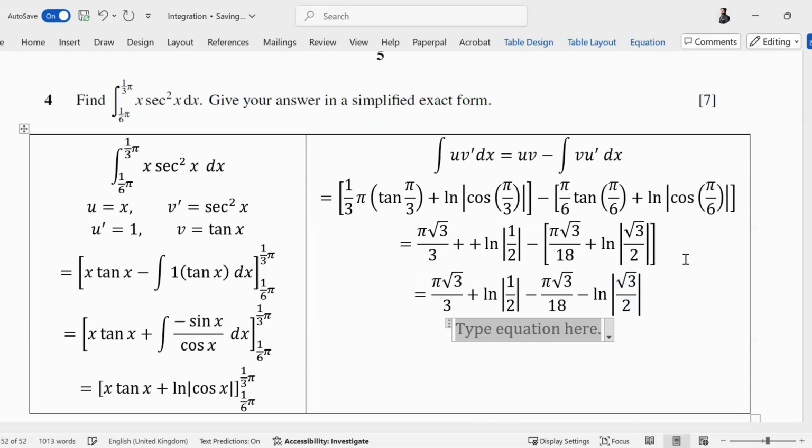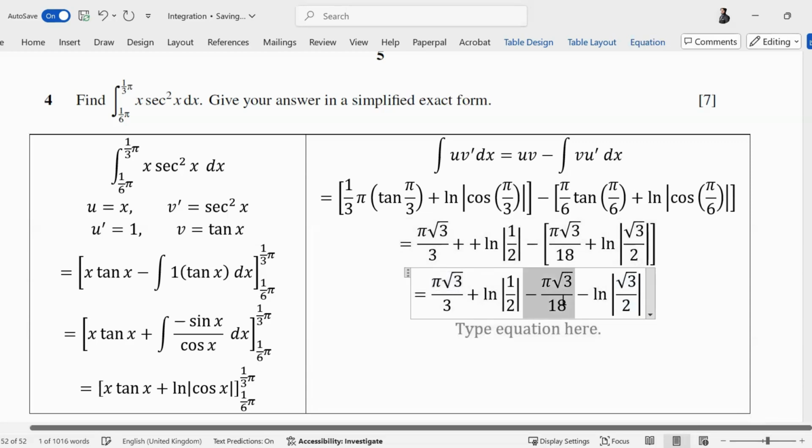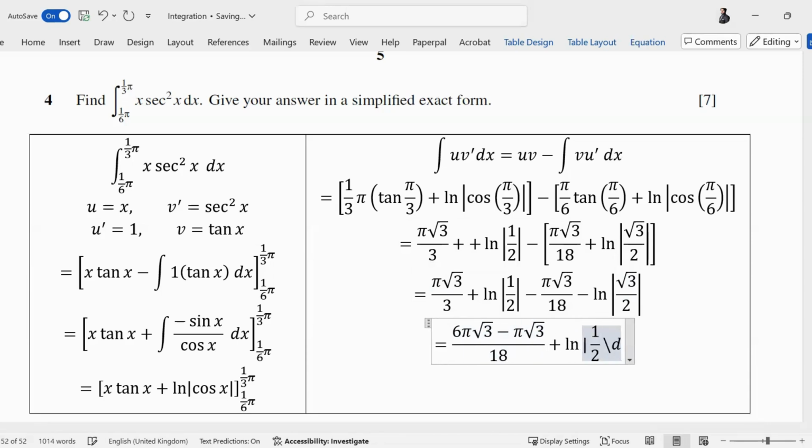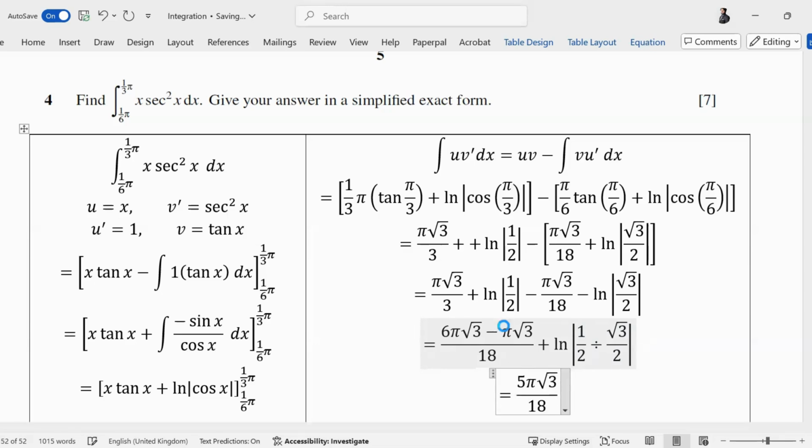So now how can I write it? इन दोनों को simplify करते हैं. Can I take the LCM? And what do I get? 18 as the LCM. This is being multiplied by 6. 6 pi square root 3 minus pi square root 3 plus ln. Now the logs are subtracting, so their inputs will divide. So what is this? 5 pi square root 3 upon 18. ये multiply हो गया, 2 and 2 cancel. So this is ln of 1 upon square root of 3.